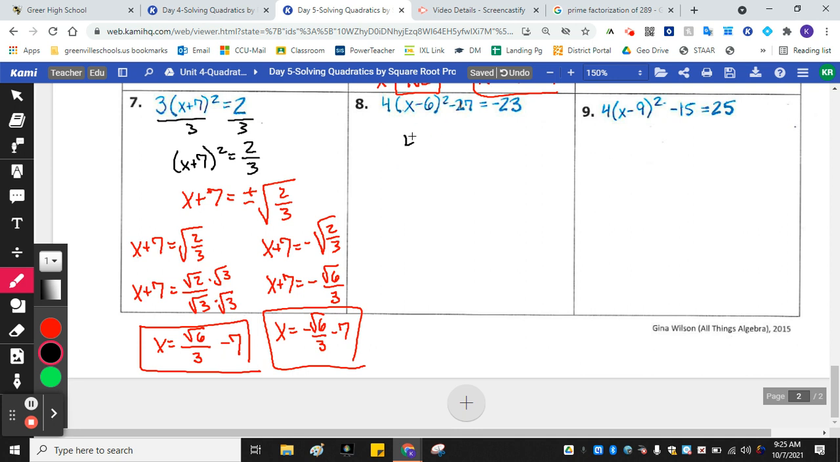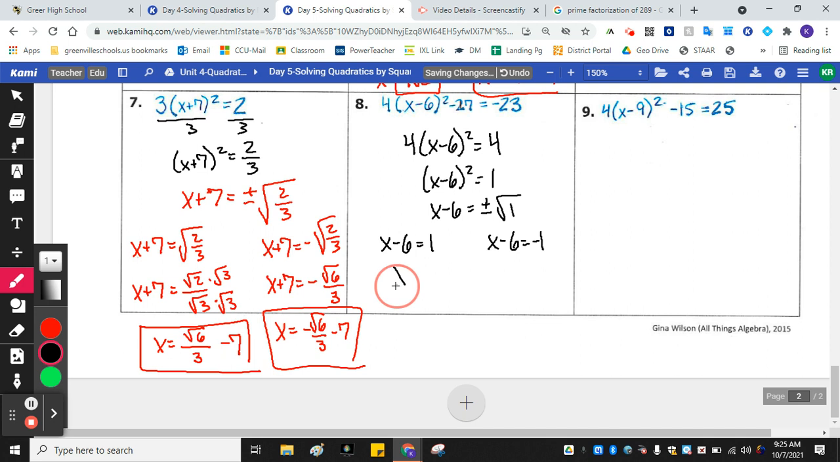Add over 27. Trying to get what's being squared alone. 27 minus 23 is 4. Divide over by 4. Take the square root of both sides. So x minus 6 equals plus or minus the square root of 1, which is just 1. X minus 6 equals 1. X minus 6 equals negative 1. And solve both of them. So x equals 7. And x equals 5.